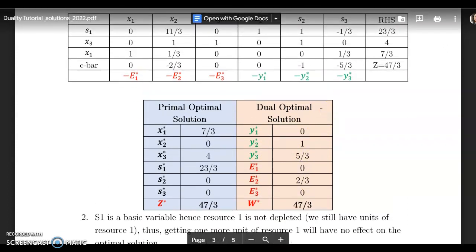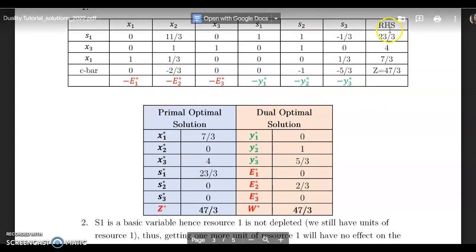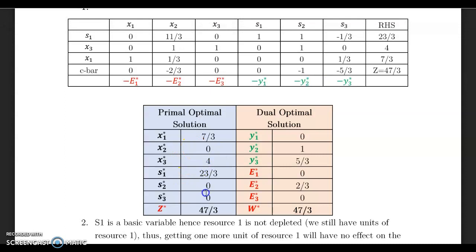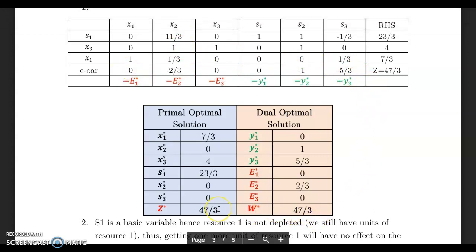Here are the values of the optimal solution of the basic variables. All the rest of the variables receive 0. And for the dual, we have the minus of this column, the C bar column, with the same optimal value.